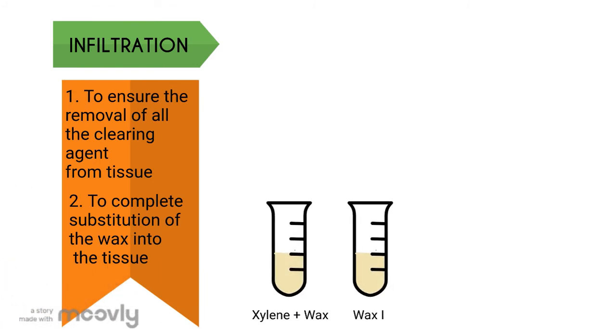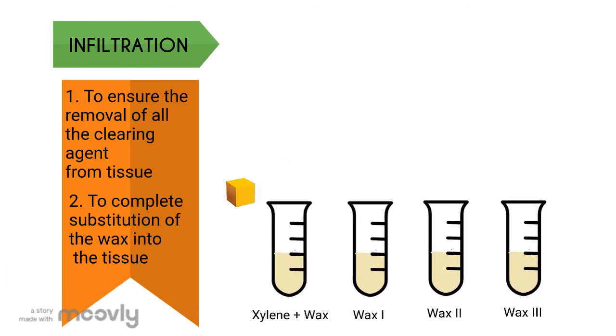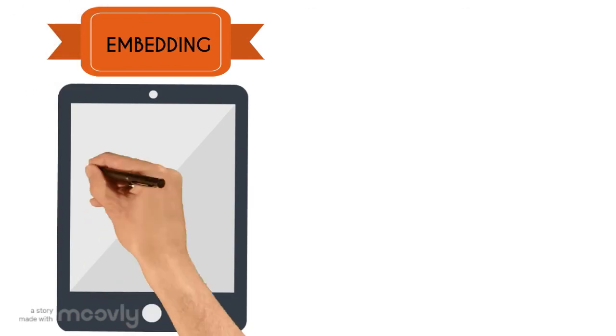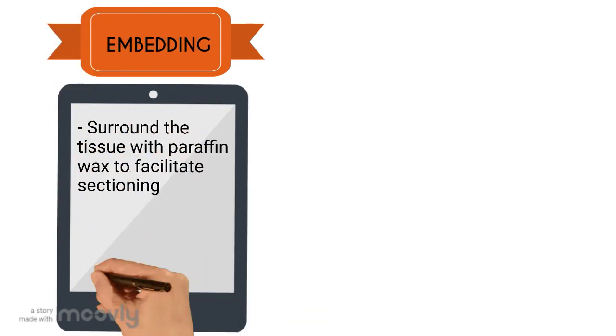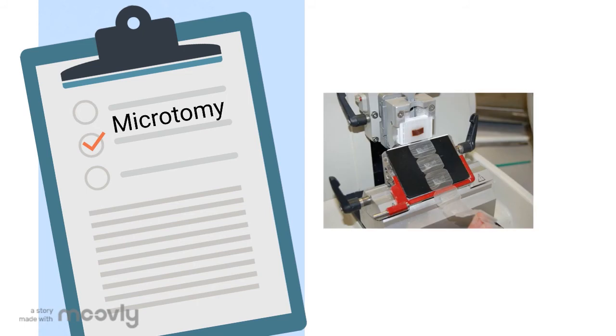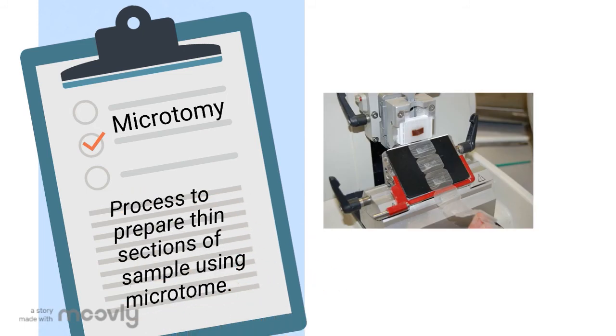Afterwards is infiltration. Basically, we immerse the specimen into a series of wax solutions for a bending process as shown below. Take note that in each solution, it has to stay for 2 hours. The following step is embedding, in which we place the specimen into a mold of paraffin wax and let it cool. Next is microtomy, which is the process to prepare thin sections of samples using a microtome.